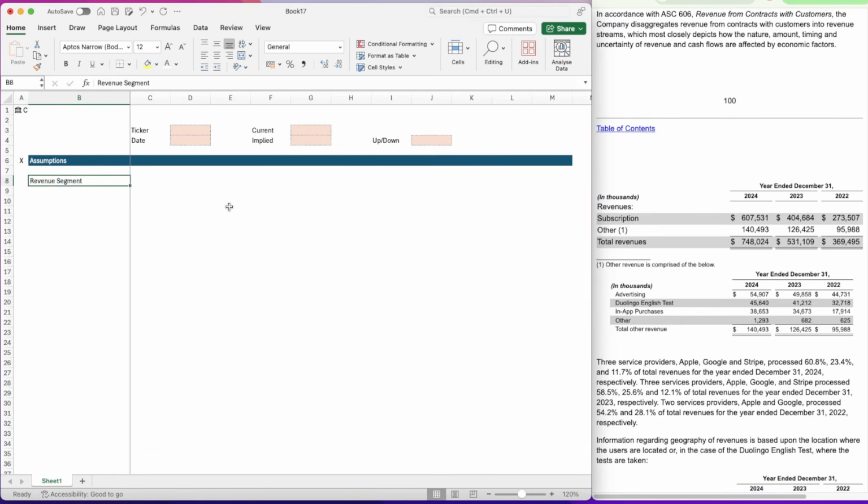So revenue segment, and these will all make sense as we build them out. This just allows us to simulate between different scenarios. Then advertising, Duolingo English test, in-app purchases, other.